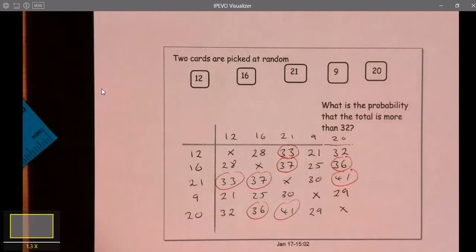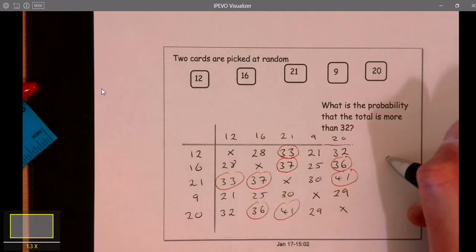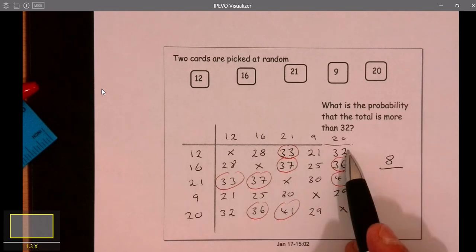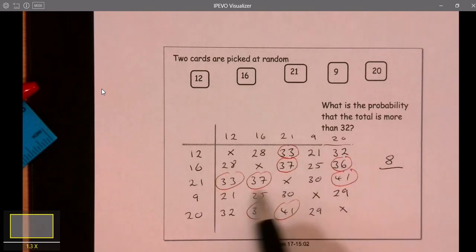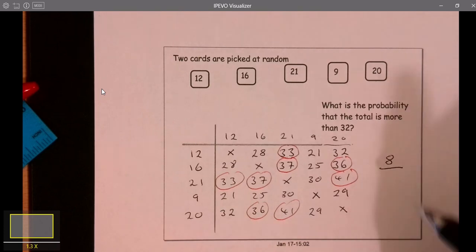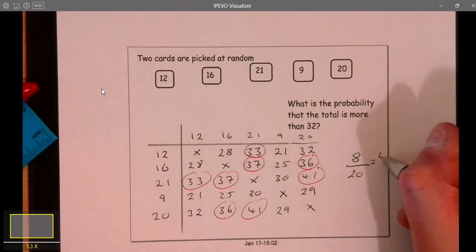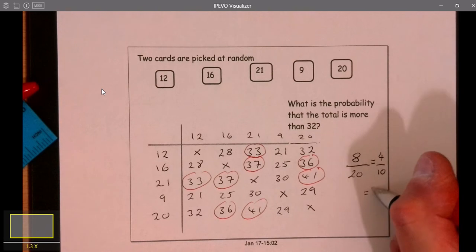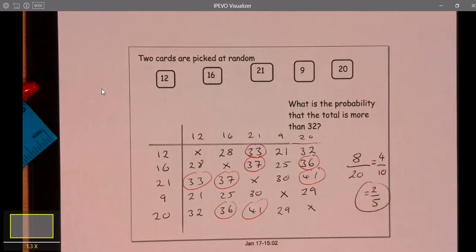So how many have we got? 1, 2, 3, 4, 5, 6, 7, 8. So the answer is 8 over the total: 1, 2, 3, 4, 8, 12, 16, 20. 8 over 20. Now cancel it, because that could be the last thing we do. They're both even numbers, so 4 over 10. It's still both even numbers. So 2 over 5. All right, that's the answer to that.